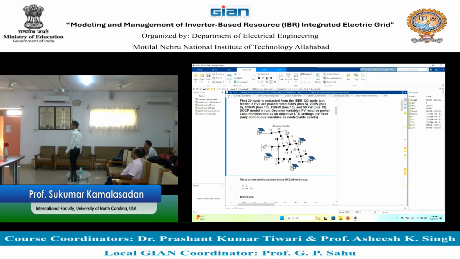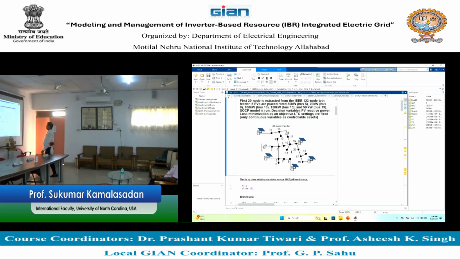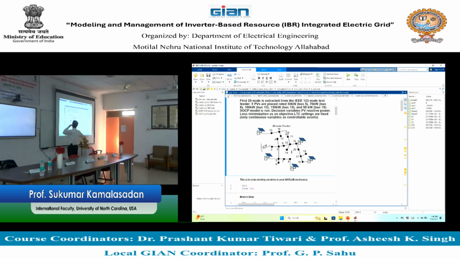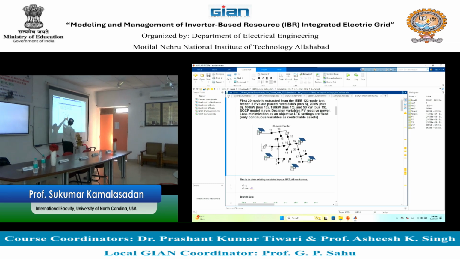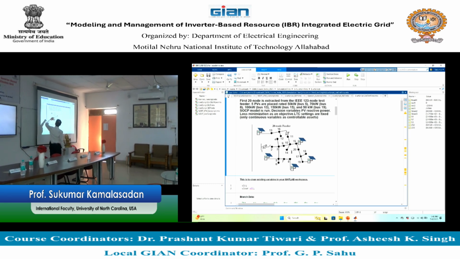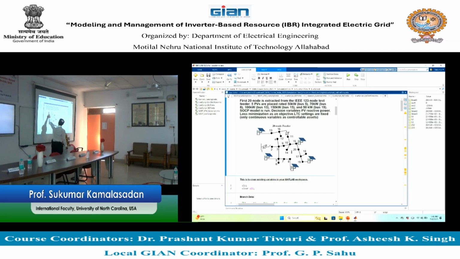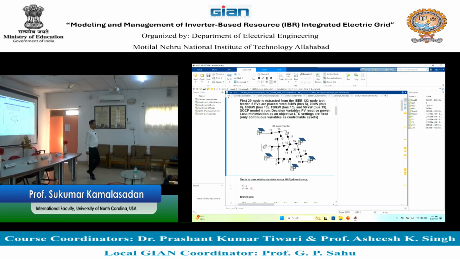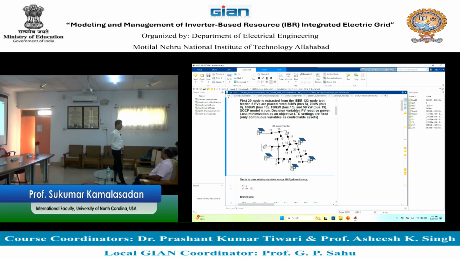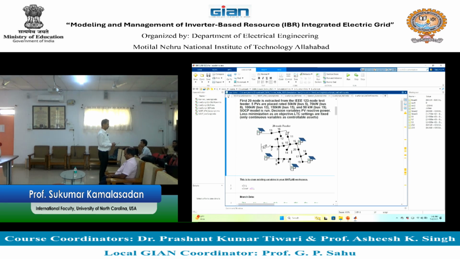The first 20 nodes from the IEEE test system are extracted and shown here, where 5 PVs are placed: 50 kW on bus number 5, 70 kW on bus number 8, 100 kW on bus number 13, 150 kW on bus number 15, and 50 kW on bus number 9. These are placed, meaning what? You place them. How do we place them? We'll talk about it.